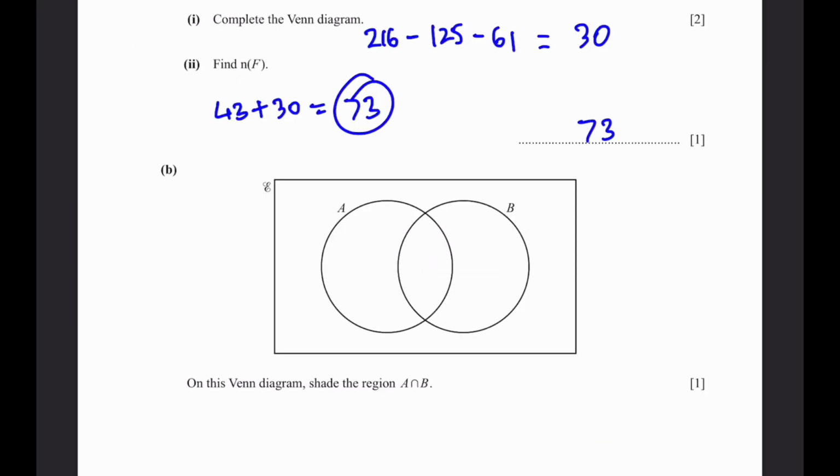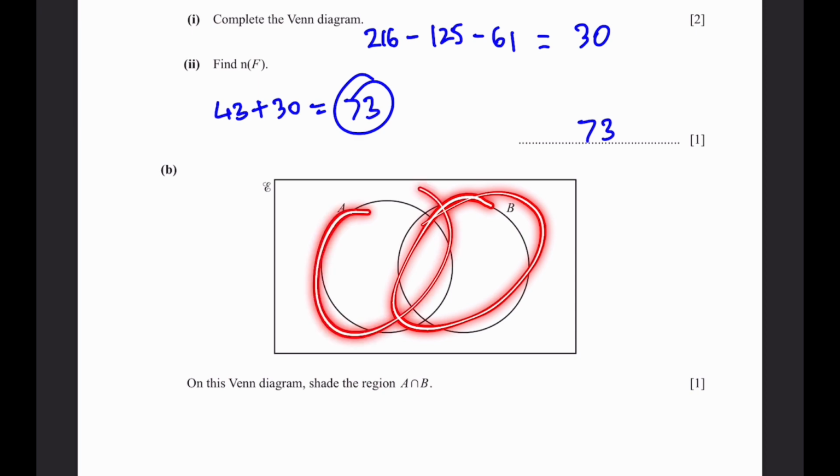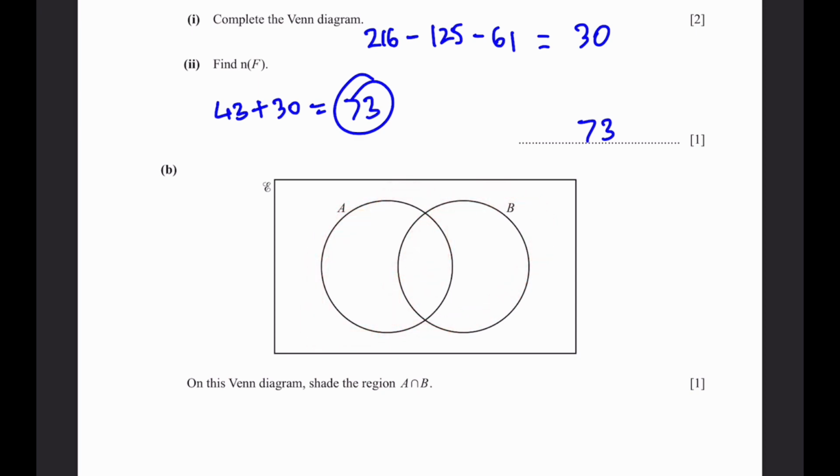B. On this Venn diagram, shade the region A inverted U B. What is actually supposed to be called for this small inverted U there? It is intersection, which means the intersection of these two circles right there. And what does intersection mean? Intersection means a joining point or joining area. In this case, this little area right here is the adjoining area of these two circles. And that's where we shall be shading.